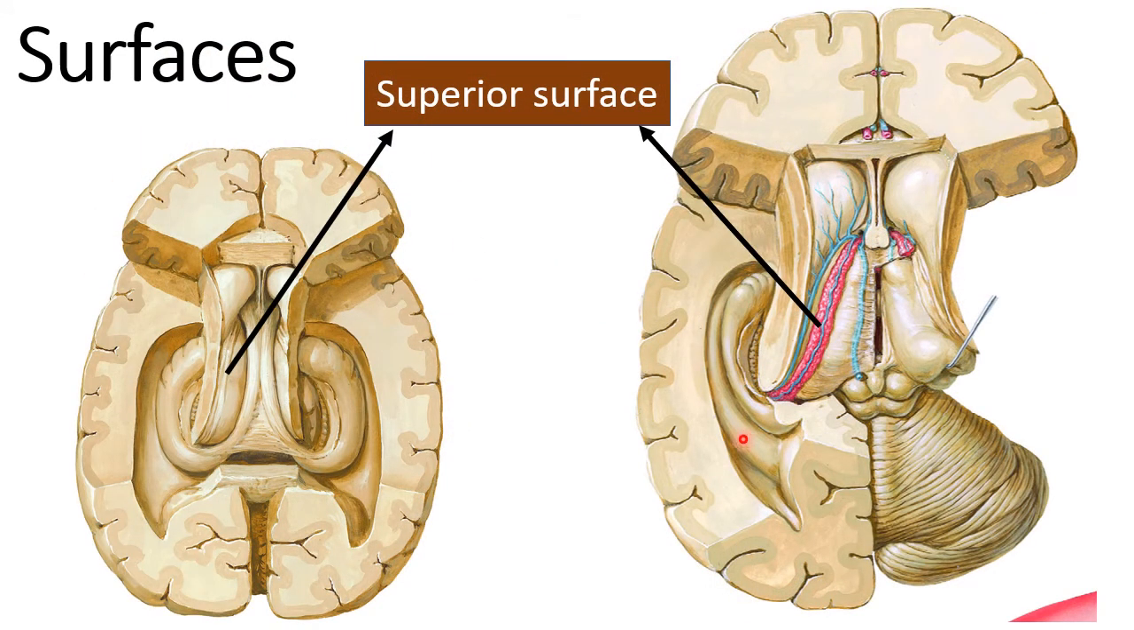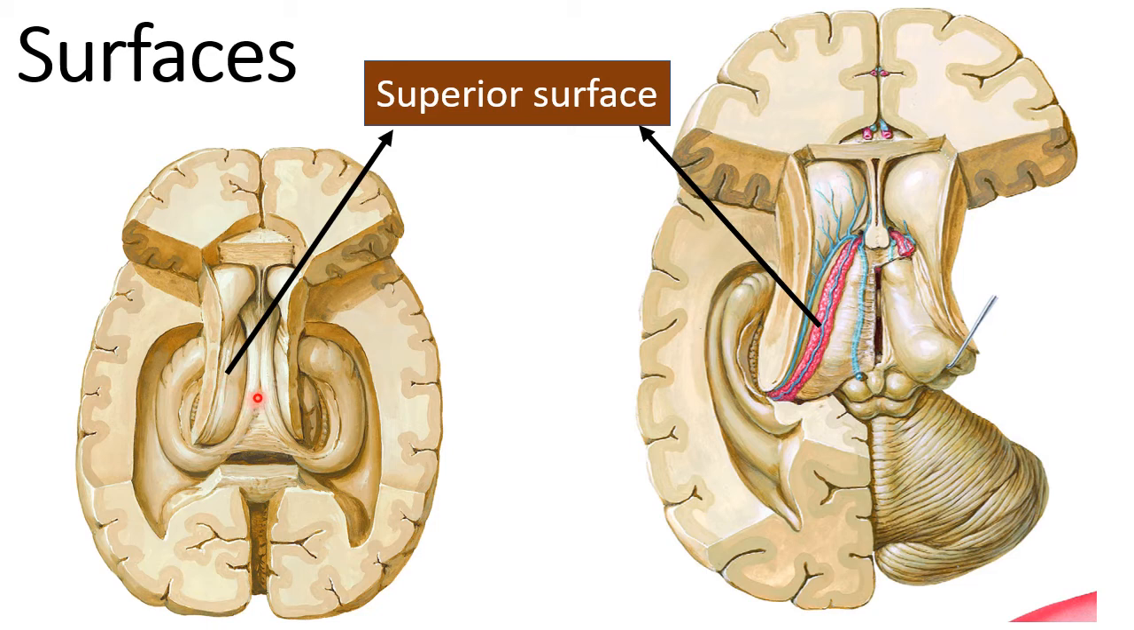Coming to the superior surface, it is somewhat convex in shape. The structures present over the superior surface are the stria terminalis, the thalamostriate vein, the choroid plexus, and a bundle of nerve fibers called the stria medullaris thalami. We can also identify the body of the fornix on the superior surface, which separates the superior surface into a lateral area and a medial area.